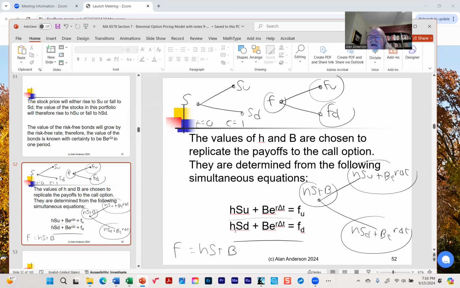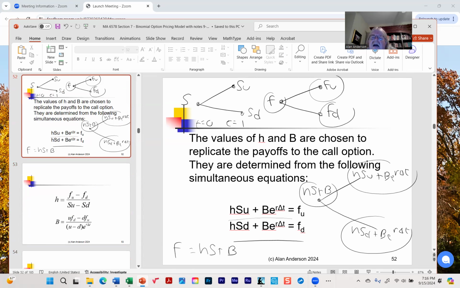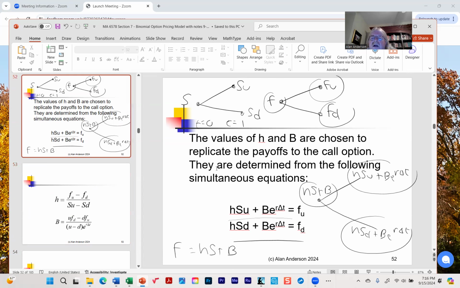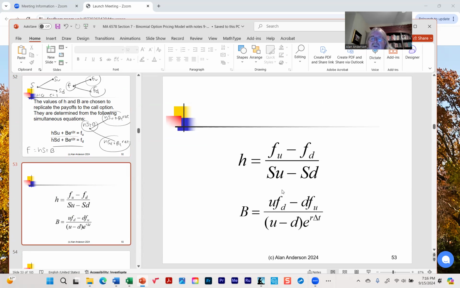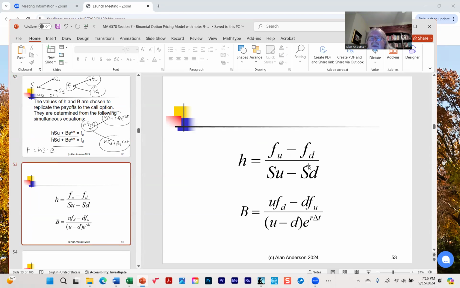Now, there's going to be a lot of messy algebra, so I went ahead and actually did it for you. This is the result. These, by the way, are simultaneous equations, and you can use any technique you want to solve for H and B, because those are the variables we're interested in. I'll save you all the gruesome details. I know you know how to solve simultaneous equations. If you do that, this is what you'll ultimately end up with.